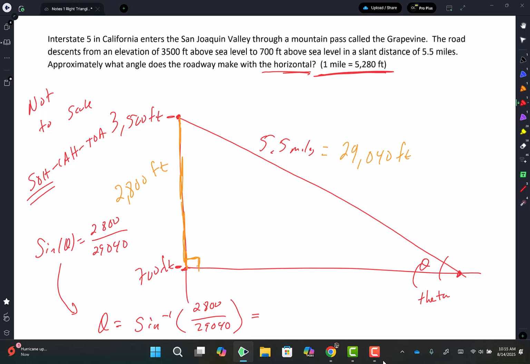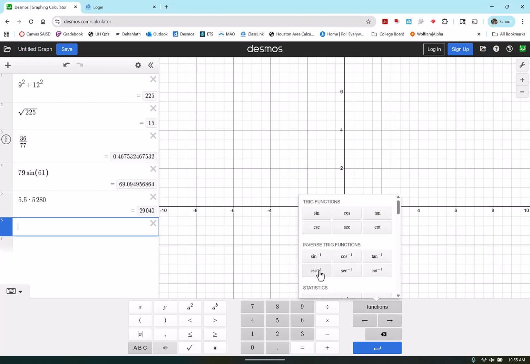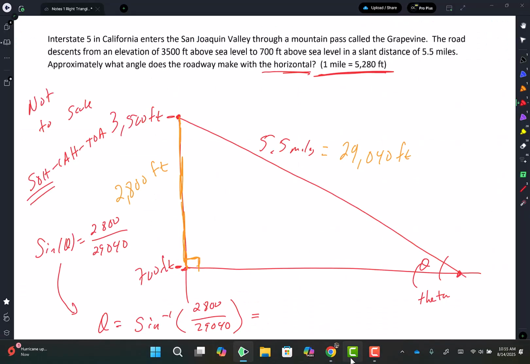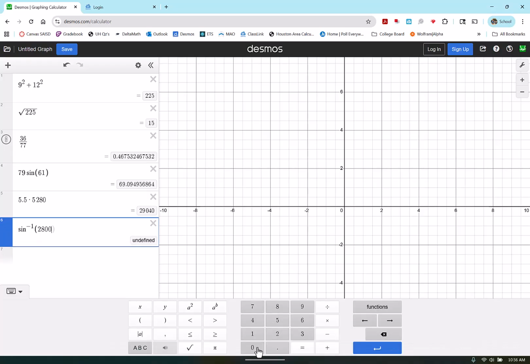So here's my calculator. Make sure that you're in degree mode. I'm already in degree mode because I did it earlier. I'm going to push functions, and I look for inverse sine. There it is. Inverse trig functions. Inverse sine. And I just put the numbers. What was it? 2,800 divided by, I already forgot, 29,040. Thank you, miss. And there it is.